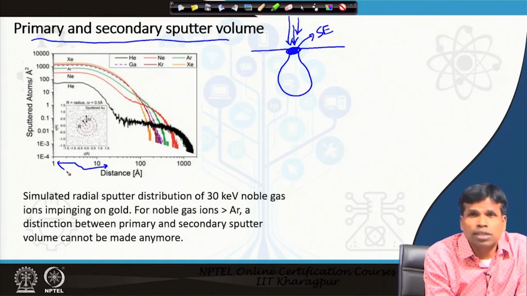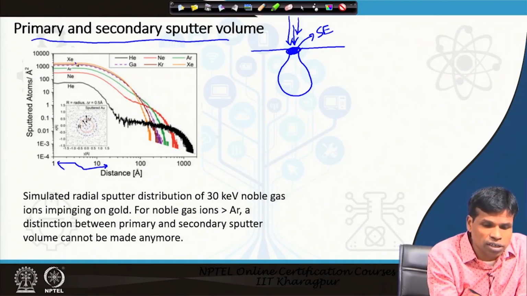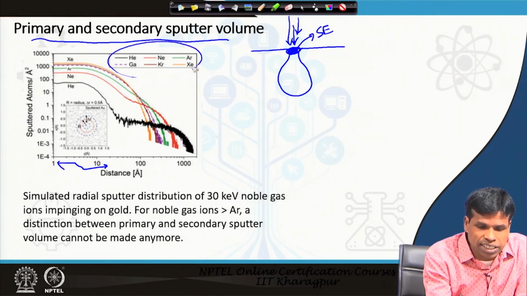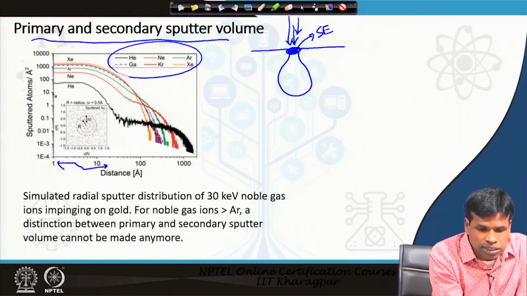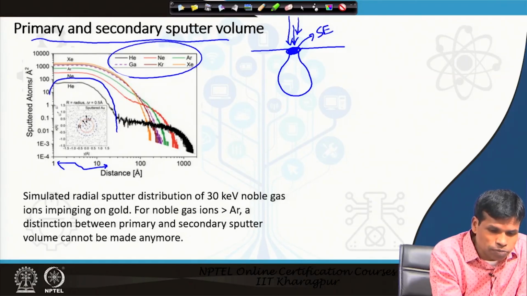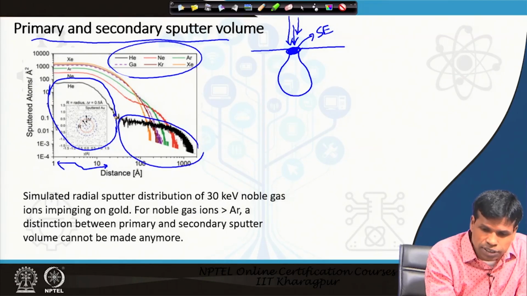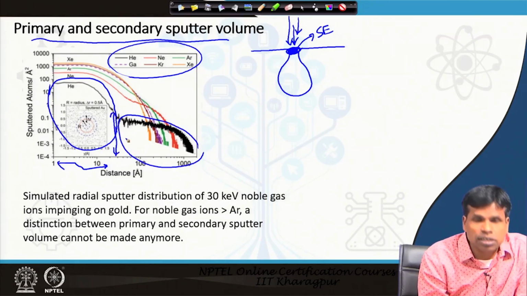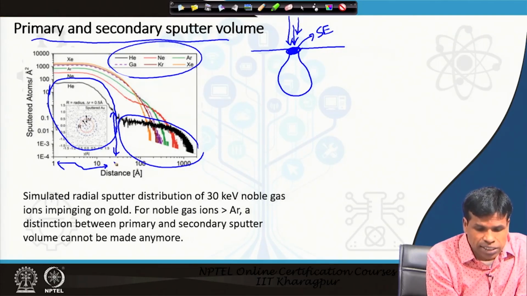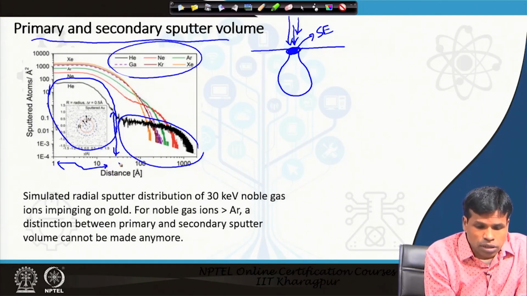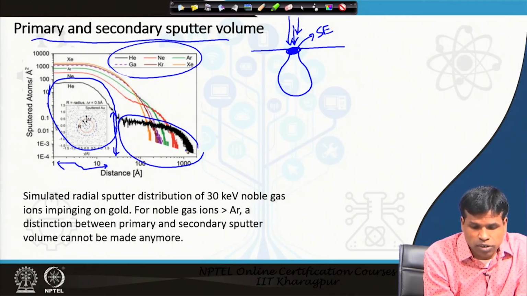Almost like if we look at the different ions, helium, neon, argon, xenon, and also krypton. For all these different ions, what we can see is that for helium, this is the primary sputter volume, and this is the secondary sputter volume. This primary sputter volume is the smallest, around a maximum of 5 nanometer. If we combine the primary and secondary sputter volume, it becomes quite large for this black color helium ion microscope one.